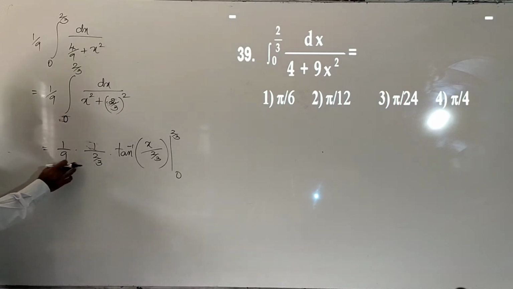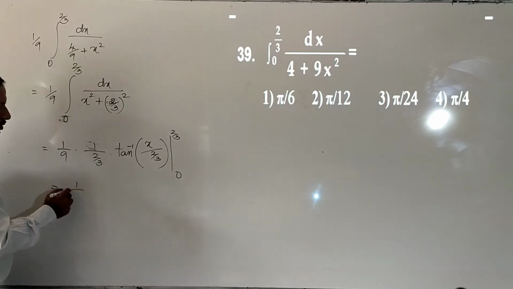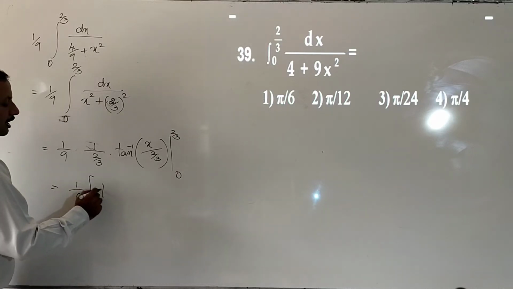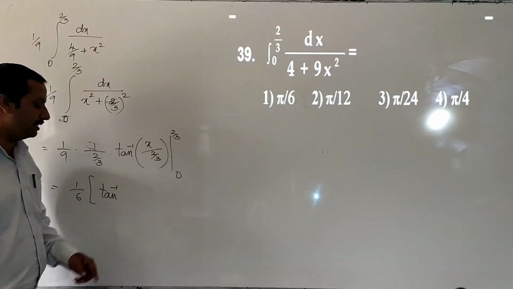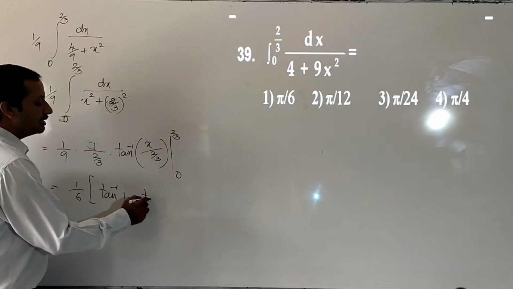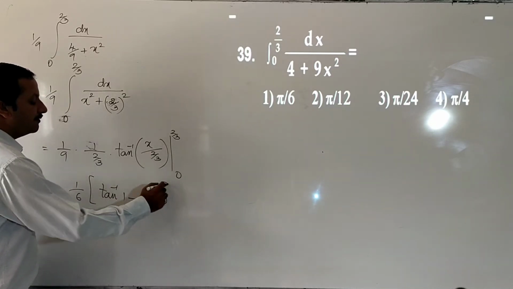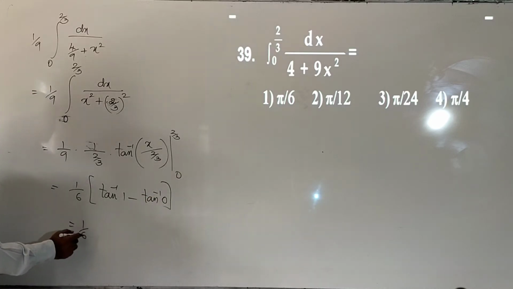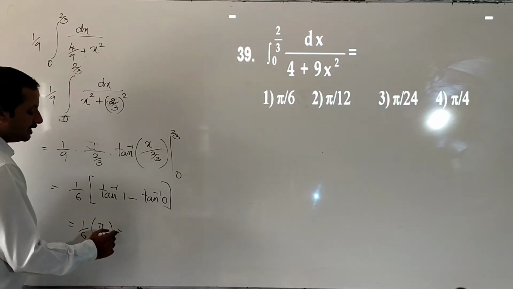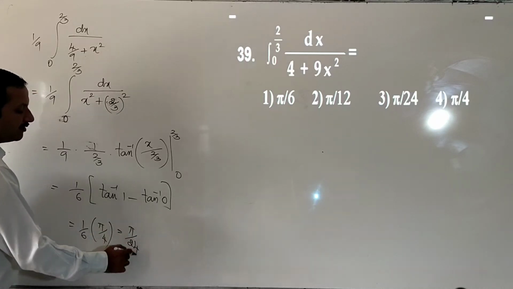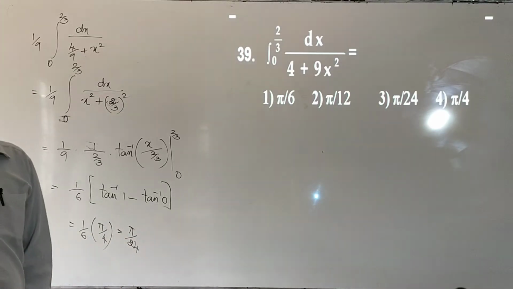That's equal to, here 3 ones are 3, 3 into 2 is 6. So you have 1 by 6 into tan inverse of, apply upper limit 2 by 3 by 2 by 3, that will give you 1, minus the lower limit, if you apply we get tan inverse 0. So 1 by 6 into tan inverse 1, which is pi by 4, tan inverse 0 is 0, so the answer is pi by 24, which is the third option.